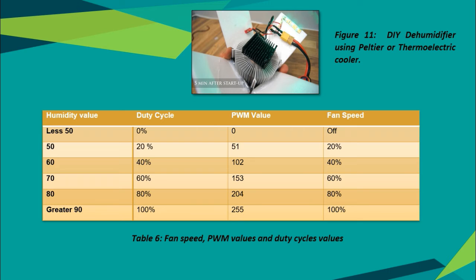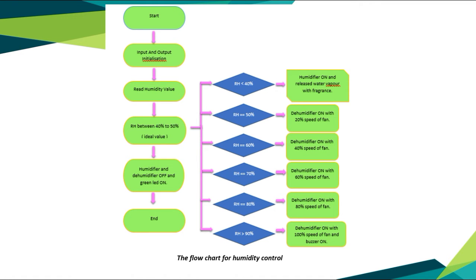We generated PWM according to the humidity value. This is the flowchart for humidity control. The humidifier will turn on when the humidity reading is less than 40%, while the dehumidifier will turn on when the humidity reading is greater than 50%.